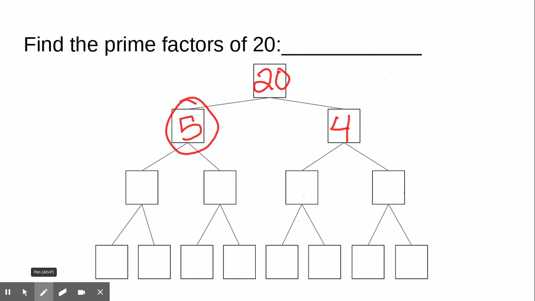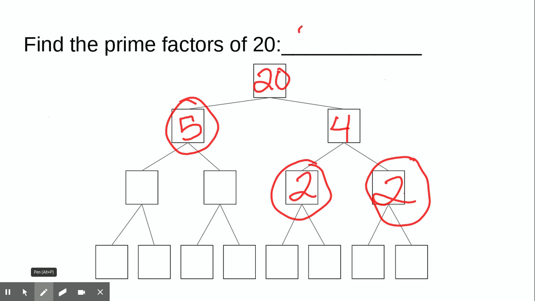What are two factors or two numbers we can multiply together to get 4? 2 times 2 is equal to 4. And is 2 a prime number? Yes, it is, so we can circle it. And if we can circle that one, we can also circle that too. Now that we have the bottom row all circled, or they're all prime numbers, we can write it out as multiplication. So 2 times 2 times 5.